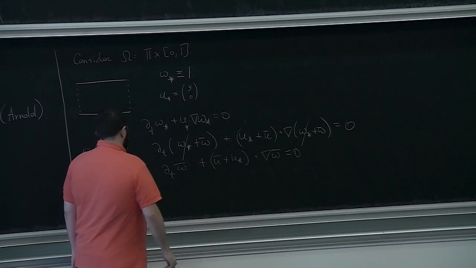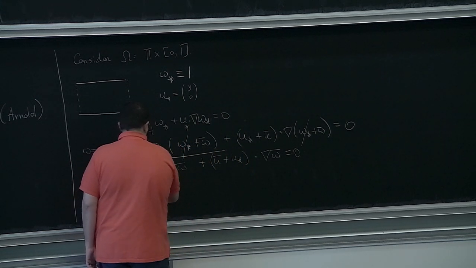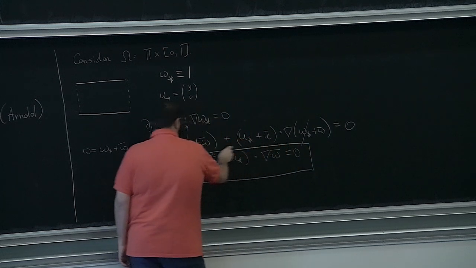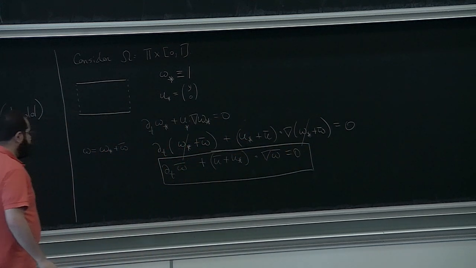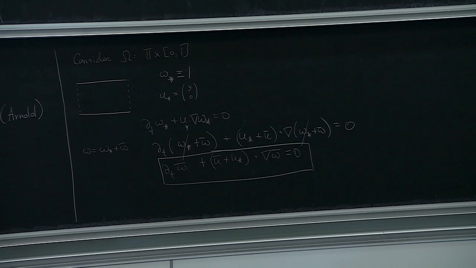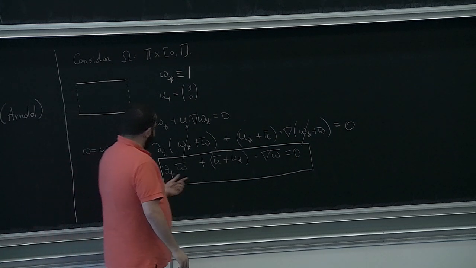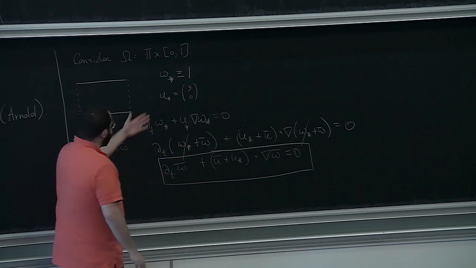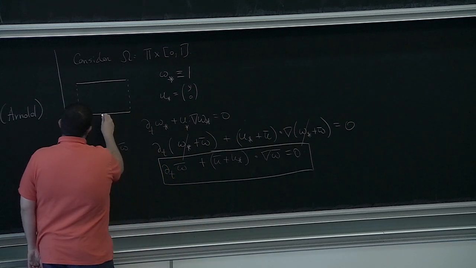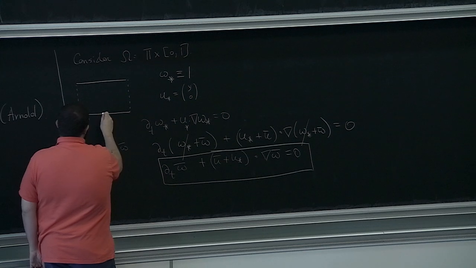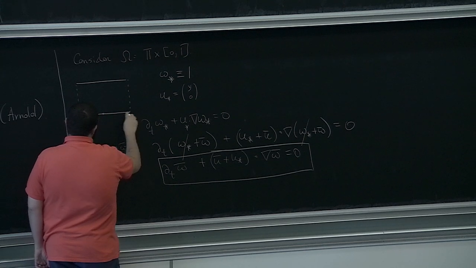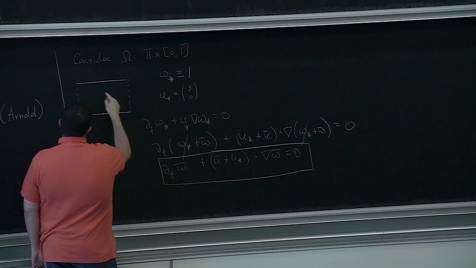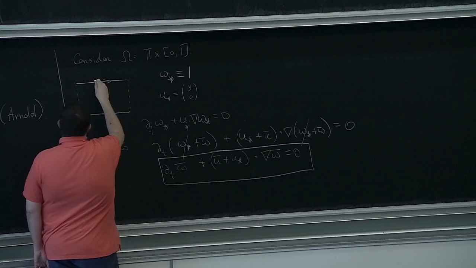Okay, so this is the equation satisfied by perturbations. And observe that if the perturbation is zero, then what are the trajectories doing? If you look at the base state, you see that the velocity on the bottom boundary is zero. So particles on the boundary here don't move. Particles up here move at speed one.